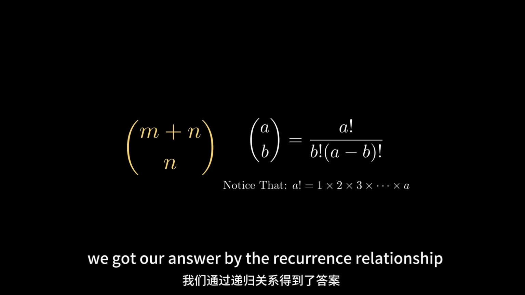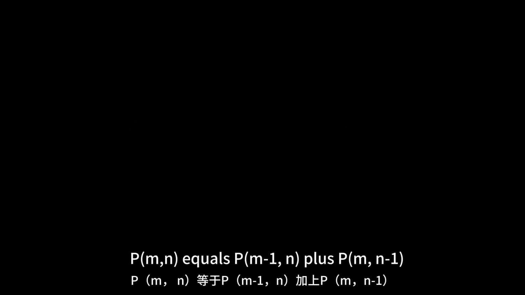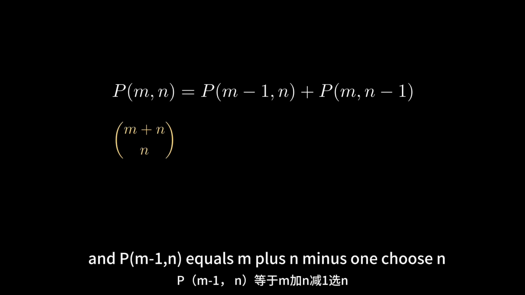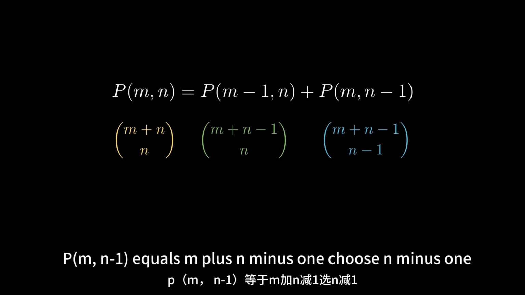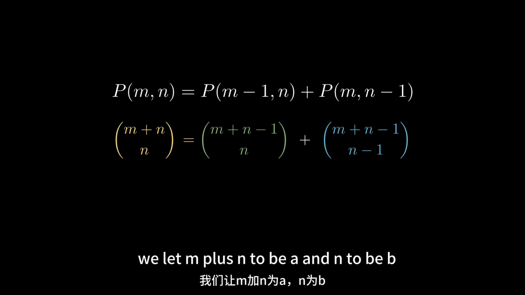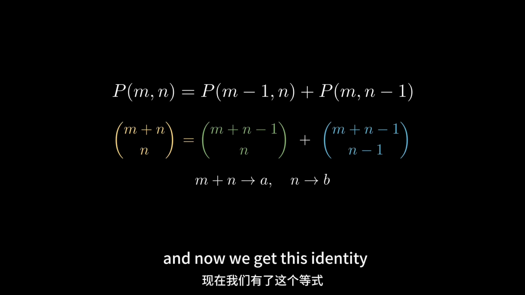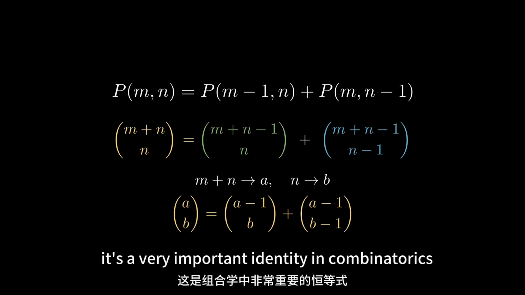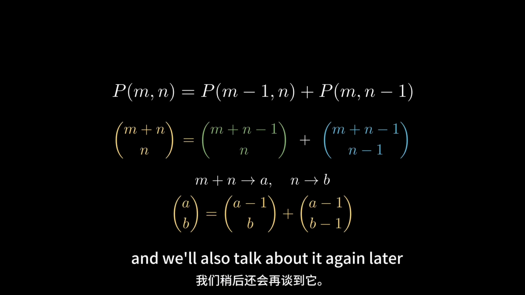And in the second approach, we got our answer by the recurrence relationship P(m,n) equals P(m-1,n) plus P(m,n-1). From the conclusion of the first method, we know P(m,n) equals (m+n choose n), and P(m-1,n) equals (m+n-1 choose n). P(m,n-1) equals (m+n-1 choose n-1). For simplicity, we let m+n be a and n be b. And now we get this identity. It's a very important identity in combinatorics, and we'll also talk about it again later.